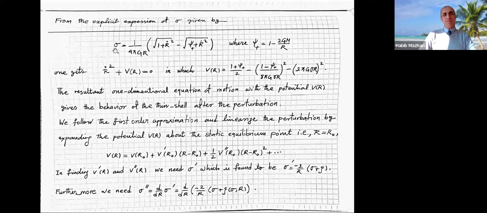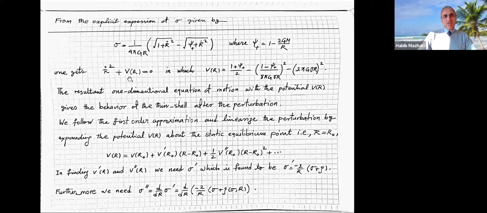Now, what I do, I have sigma, which I found already, and from this sigma I can find R dot. So if I find R dot, I have R dot square plus V(R) to be 0, from the expression that we found for sigma. So this equation is just an equation for the radius of the shell. So it's a one-dimensional equation. So then we know what is exactly the potential our R undergoes. And V(R) is given here in terms of our space-time.